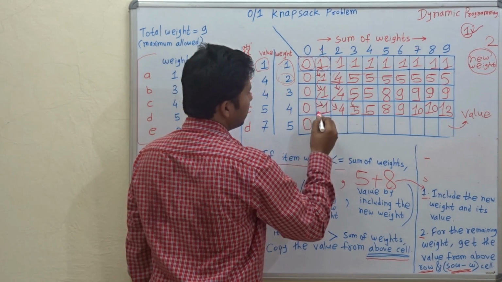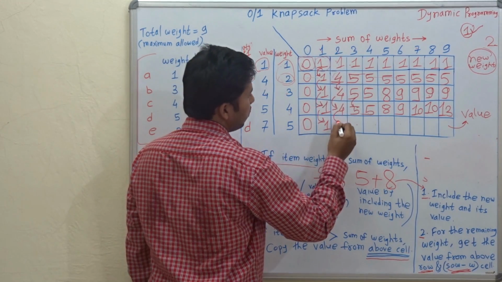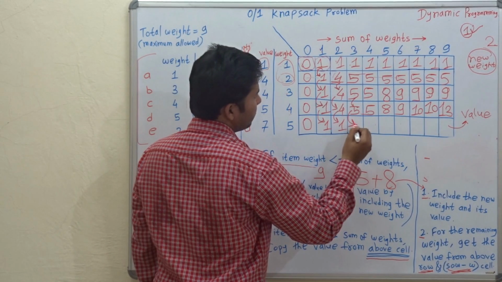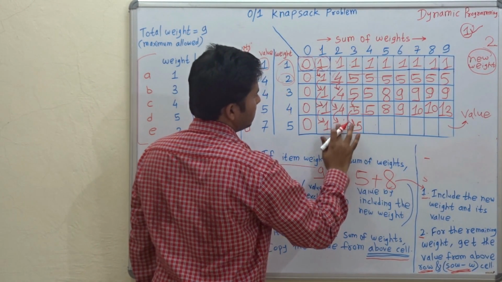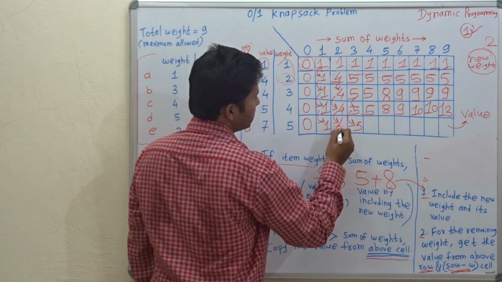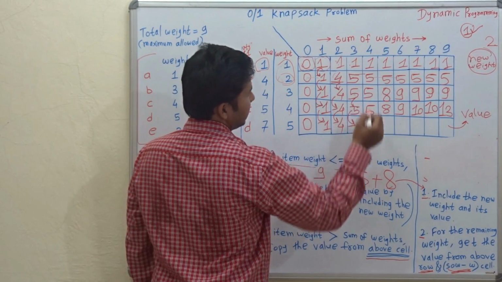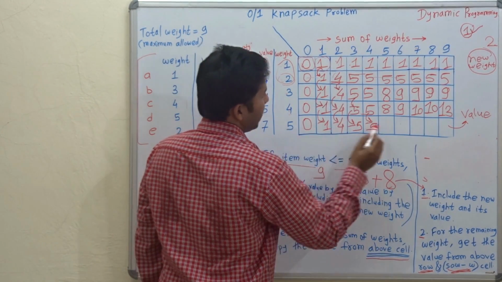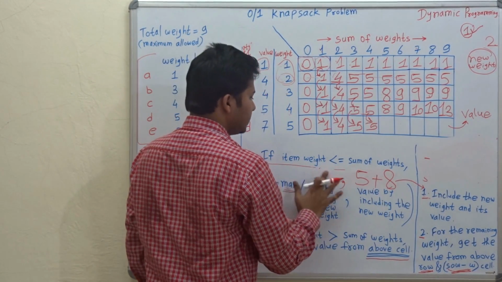5 is greater than 1, so copy the value from the above cell. 5 is greater than 2, copy the value from the above cell. 5 is greater than 3, copy the value from the above cell. Yes, 5. Here the above cell value is 4. Now 5 is greater than 4, copy the value from the above cell. 5 is equal to 5. So we have to follow these steps.